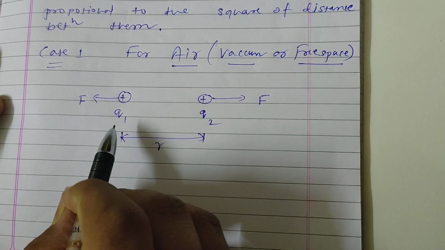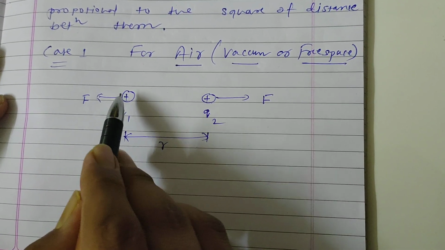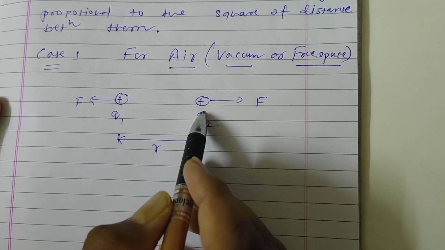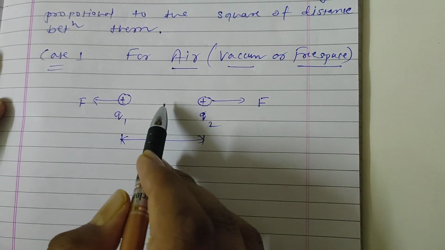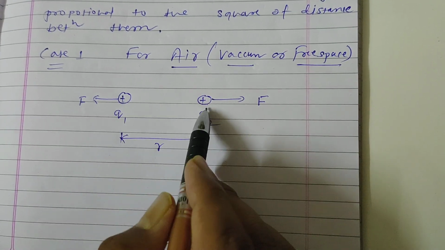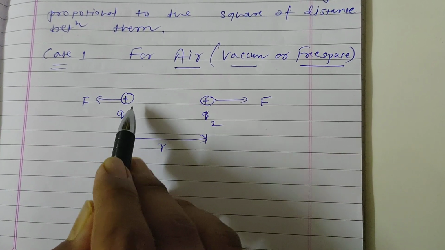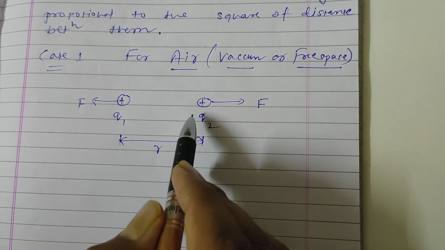As we discussed, Coulomb's law is only useful for stationary point charge particles. It is never used for large bodies. If the charge is moving, then this formula is not valid.